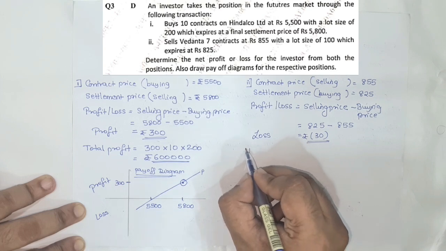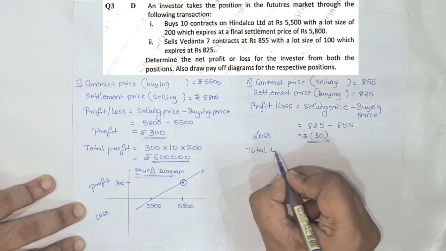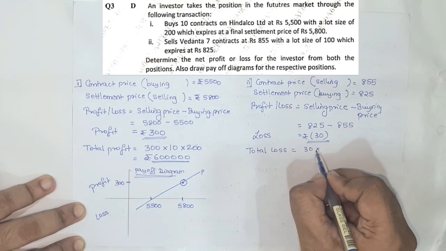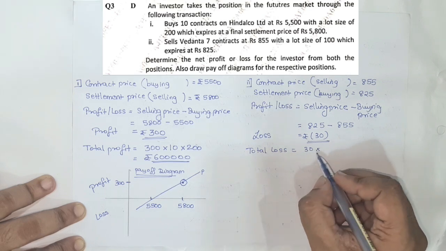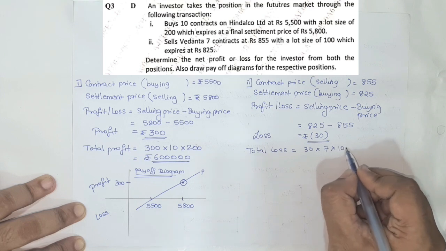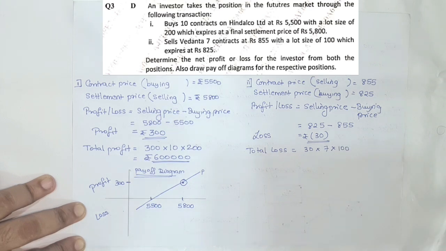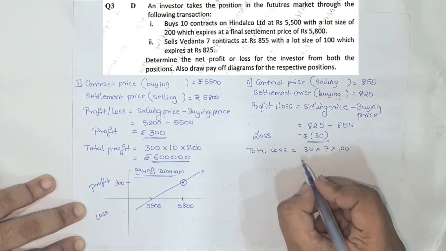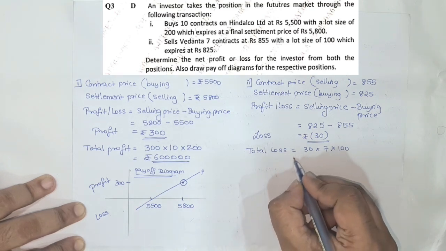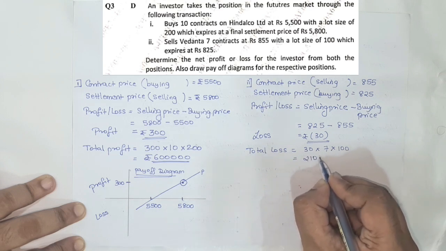So we need to find now the total loss. Total loss is equal to the negative 30 that we found, into 7, because you're buying 7 contracts, and each contract has a size of 100. So 30 into 7 into 100 becomes 21,000 loss. So we get a total loss of 21,000.